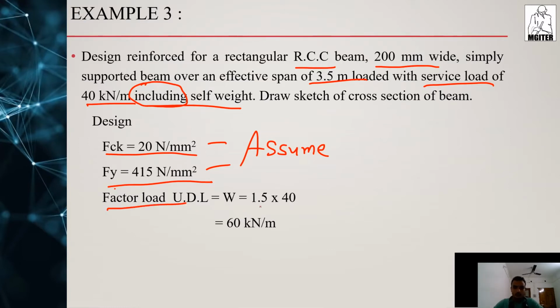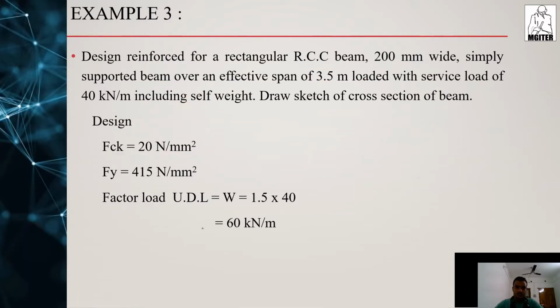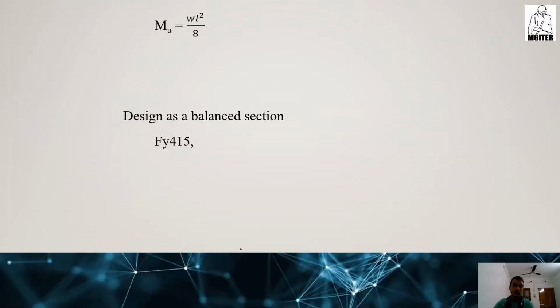Then after, factored load. So what is factored load? W into 1.5 into 40, where 40 is the service load, including self weight. 40 into 1.5, so 60 kN per meter is the factored UDL, factored load. So by the factored load we can find the moment: 60 into 3.5 whole square, where 3.5 is the length, divided by 8. So this moment is 91.875 kN per meter. This is the maximum bending moment.